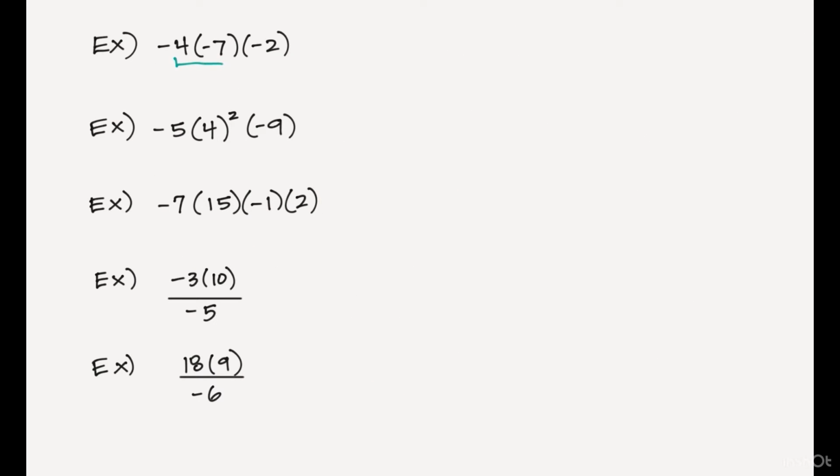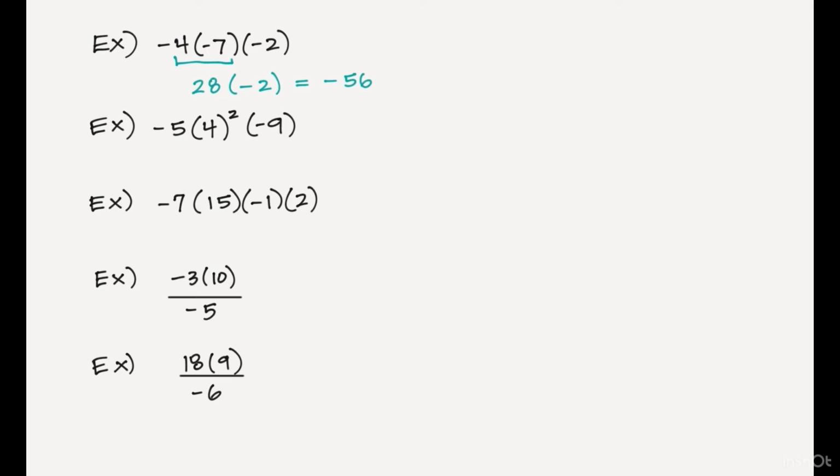Negative 4 times negative 7 times negative 2. That's 28 times negative 2, which is negative 56. All right, in our next problem, we need to do the exponent first, which is 16. And then I can multiply negative 5 times 16 is negative 80. And negative 80 times negative 9 is positive 720.